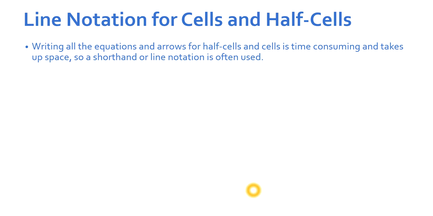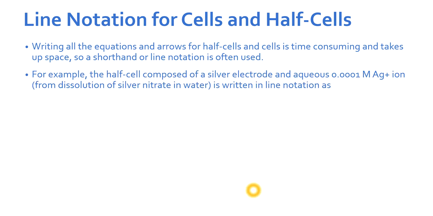It is time consuming and occupies space when you write a complete reaction of a cell. So there is a shorthand developed by scientists to write the composition or reaction of a cell. For example, here I will show the half cell of a silver chloride cell. The half cell silver chloride is composed of silver chloride and an aqueous phase of silver ion. It can be written here. It's like that. You should write it.